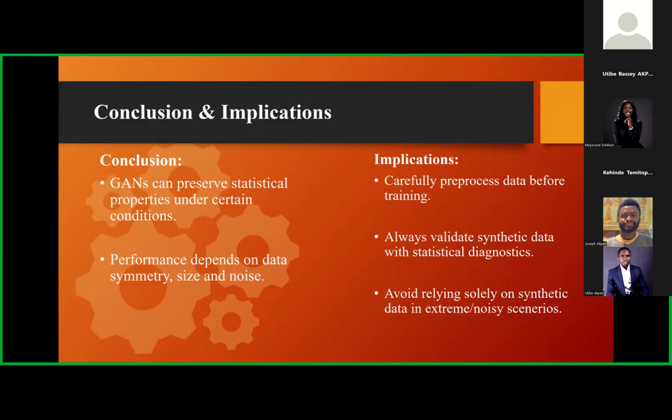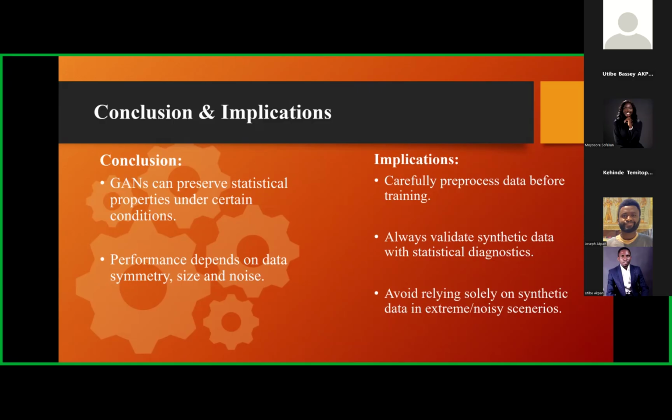In conclusion, GAN can indeed preserve statistical properties, but only under certain favorable conditions. They do well in clean, symmetric data sets, but they have limitations with noise, with skewness, and small sample size. So the takeaway is when we are trying to use a generative model before model training, we should validate synthetic data statistically, not just visually. And we should be conscious of high noise or extremely tall scenarios.